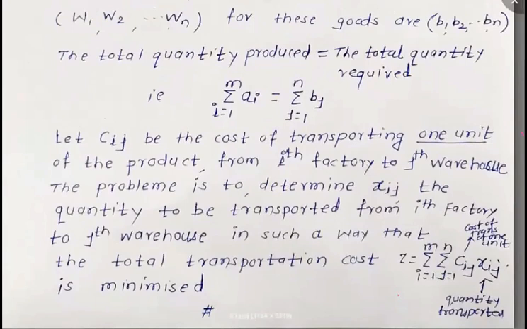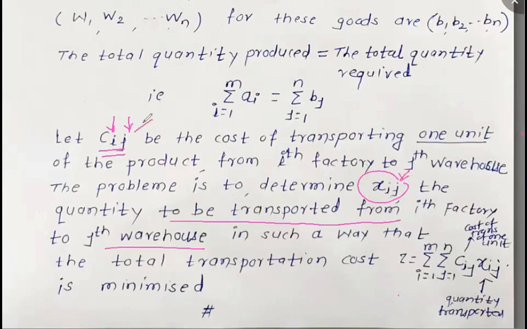We assume that the total quantity produced is the same as the total quantity required. Let Cij be the cost of transporting 1 unit of the product from the ith factory to the jth warehouse, and Xij denote the quantity to be transported from the ith factory to the jth warehouse. This is the quantity transported, and this is the cost of transporting 1 unit.